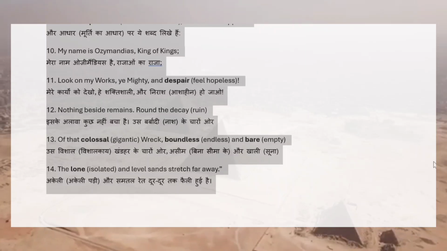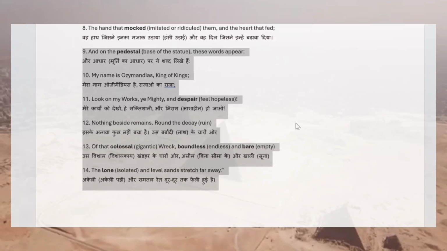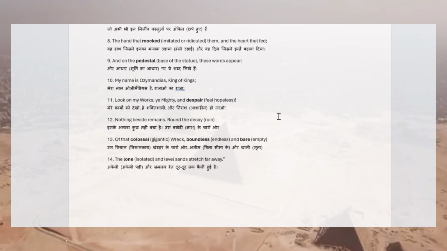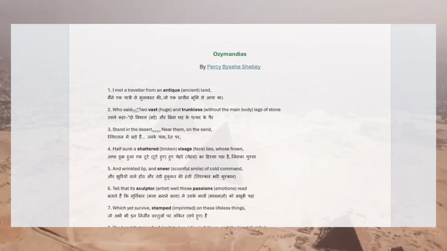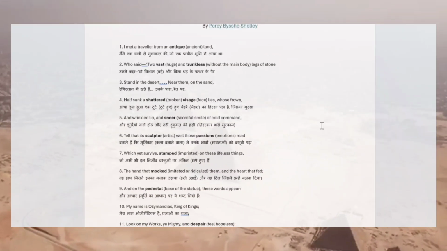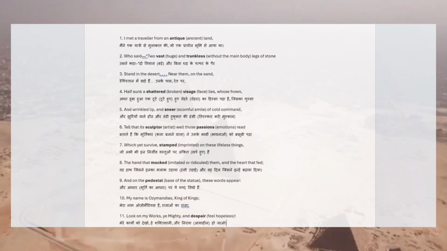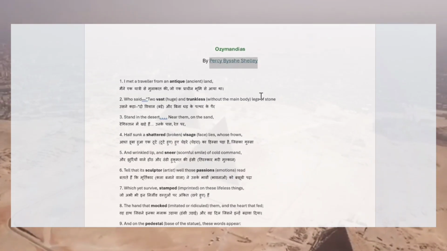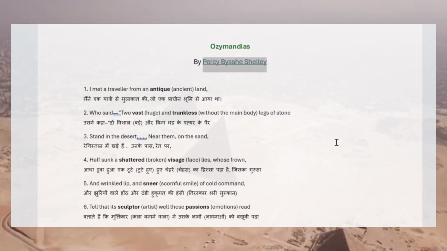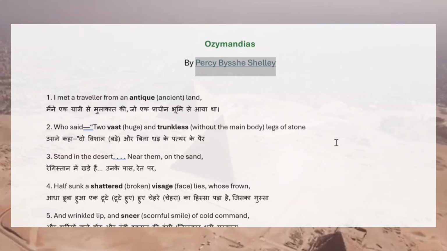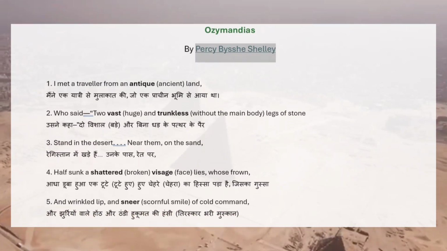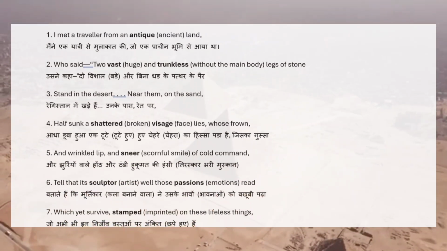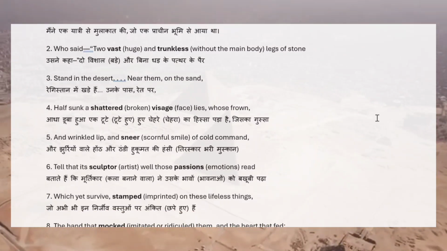Let's now talk about the overall summary of the poem. Ozymandias serves as a meditation on the impermanence of power. Shelley illustrates how even the most mighty rulers who once boasted of their greatness will eventually be forgotten. Ozymandias' colossal statue, meant to immortalize him, is now mere ruin in the endless desert.